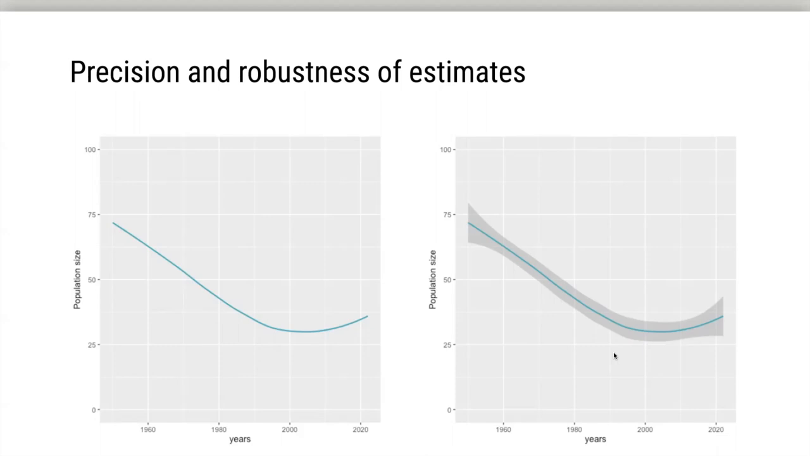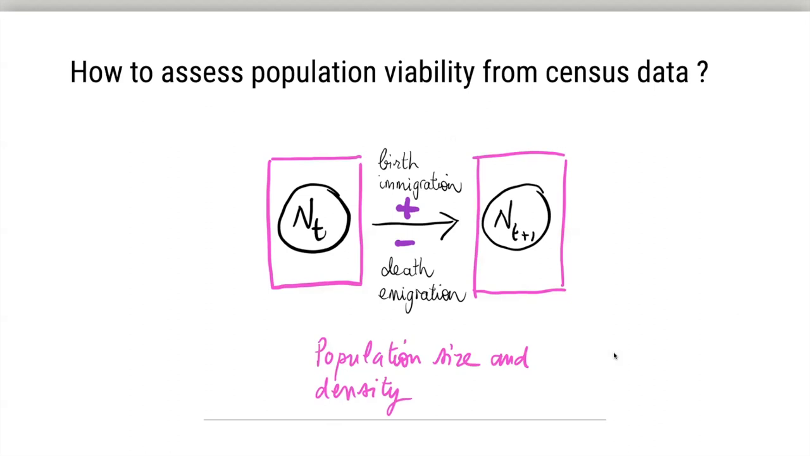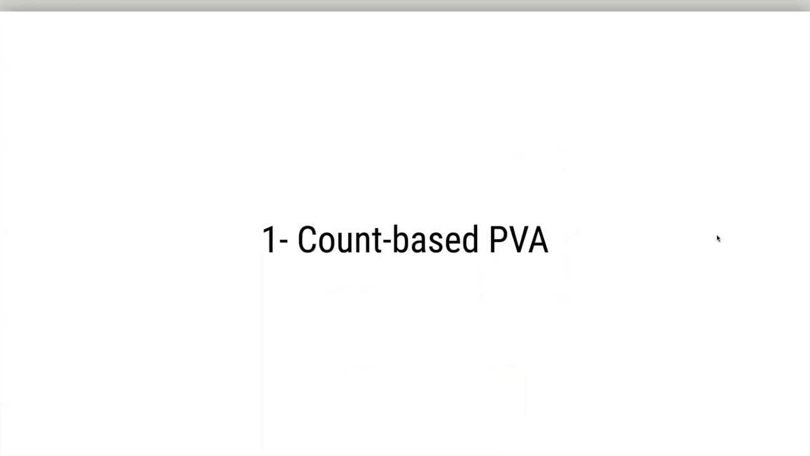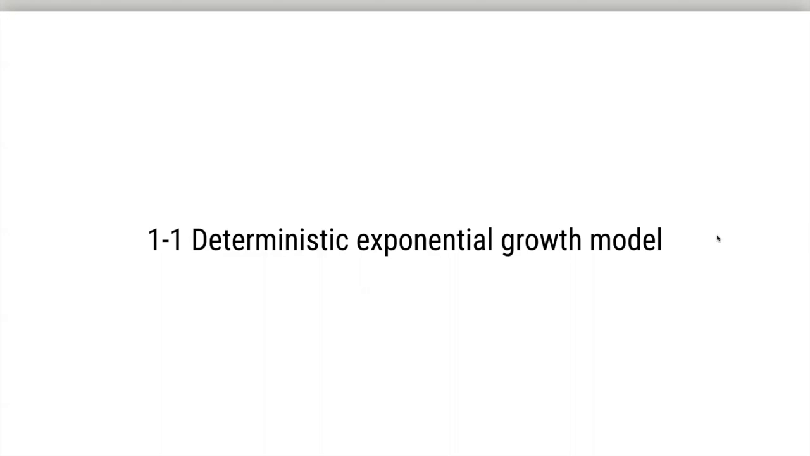So in this first 50 minutes, we're going to see how we can try to assess population viability using census data. That relates to the first class by Aurélien, where you saw how to collect and how to analyze population counts. First, we're going to start simple and consider a deterministic model, which means we do not include random variation in the model. We assume that the trajectory of the population is known with certainty.